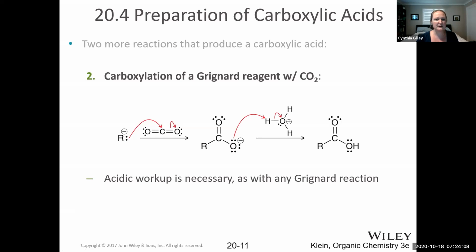A second method to produce carboxylic acids is from a Grignard reagent. Instead of treating a Grignard reagent with an aldehyde or ketone or ester, which we've seen in the past, you could also treat it with carbon dioxide, which is typically obtained from dry ice. The Grignard reagent will do a nucleophilic attack on the carbon in carbon dioxide, and a resonance arrow will move electrons up to one of the oxygens. A carboxylate will be produced. We need an acidic workup in order to isolate the neutral carboxylic acid. Notice that this is also a 1-carbon homologation reaction because we are adding the carbon from carbon dioxide.